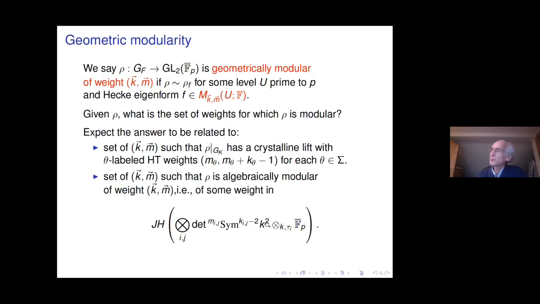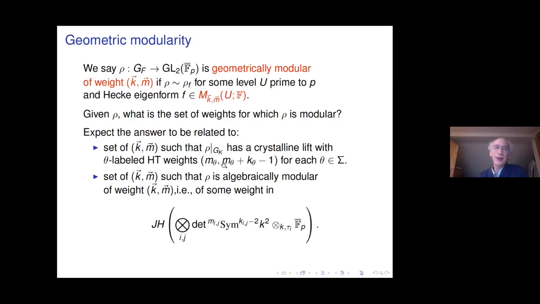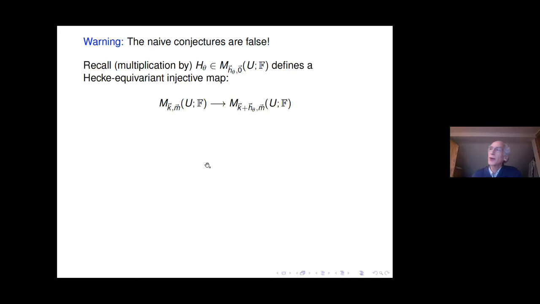Okay, so it turns out the naive conjecture is false. The one that I briefly speculated on, that maybe the set of weights is what matches the possible labeled Hodge-Tate weights of crystalline lifts. And you can see that just by looking at what happens when you multiply by partial Hasse invariants. So we remember we have the partial Hasse invariants in this generality constructed by Reduzzi and Xiao, but for p ramified constructed by Goren.